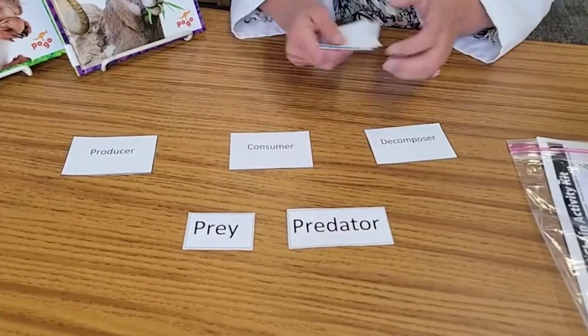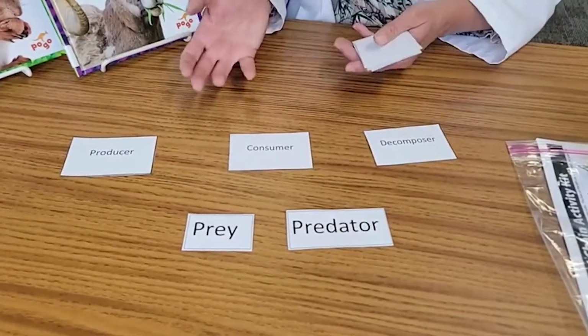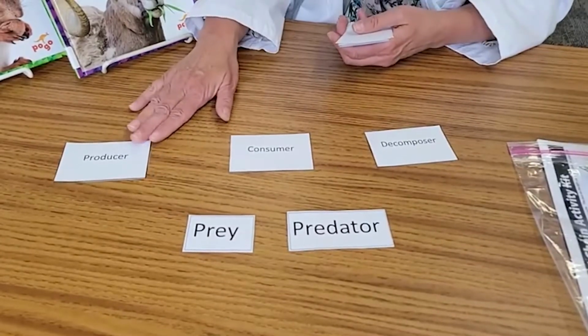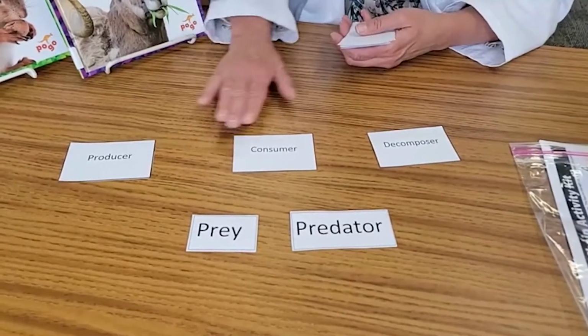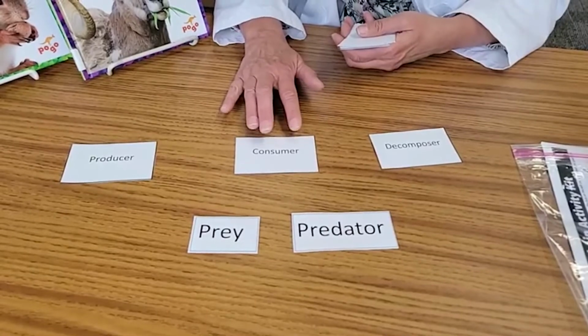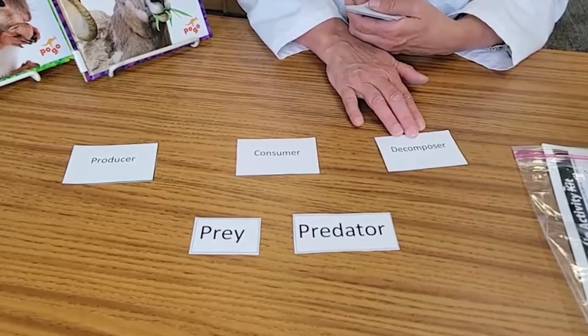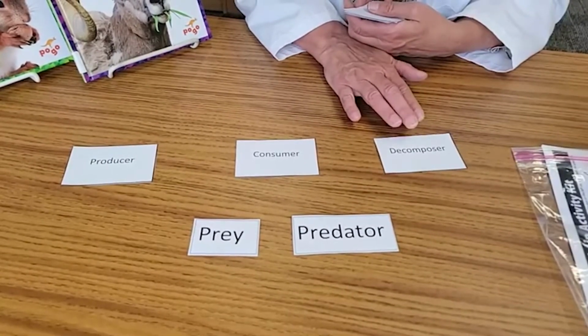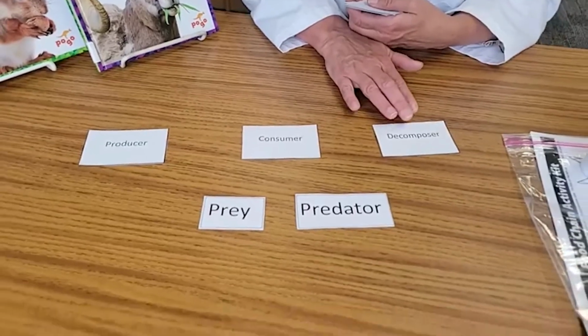Now, in science, there's a lot of vocabulary to learn. And so what do these mean? A producer is any green plant. A consumer is anything that eats. And a decomposer are the things in nature that break down dead bodies and return it to the soil and put the nutrients back into the soil so that the producers can grow. Prey and predators, prey is what gets eaten and the predator is what eats the prey.